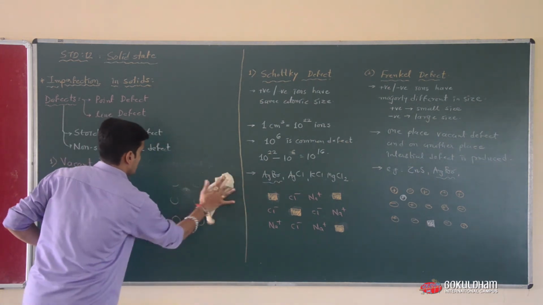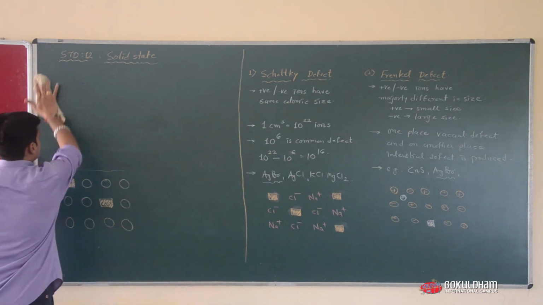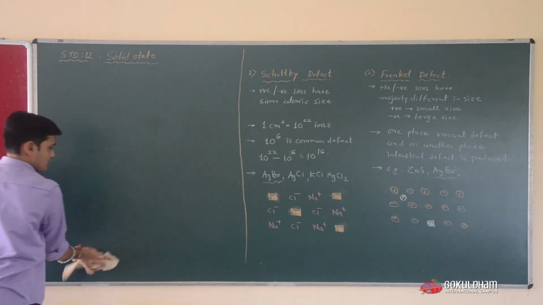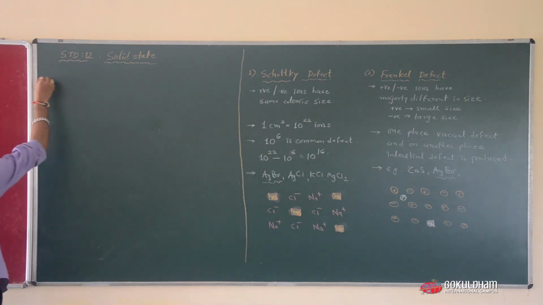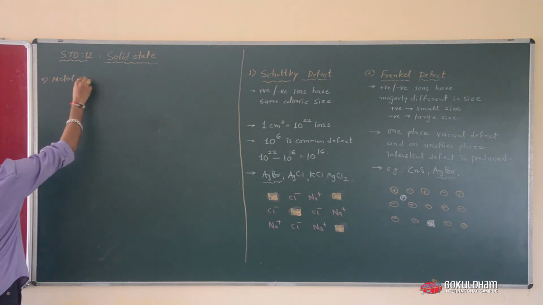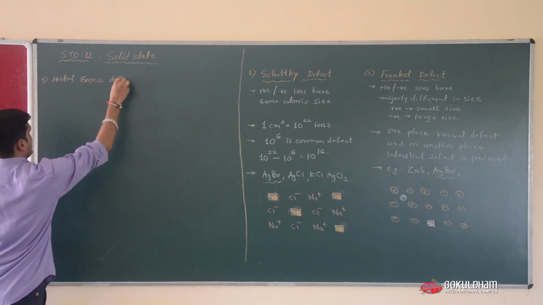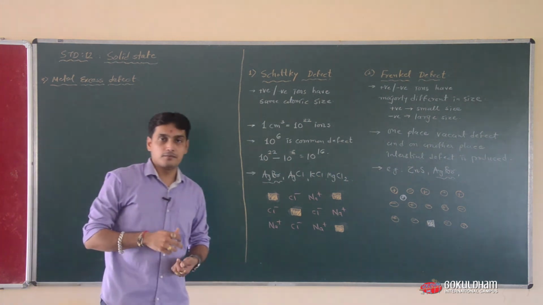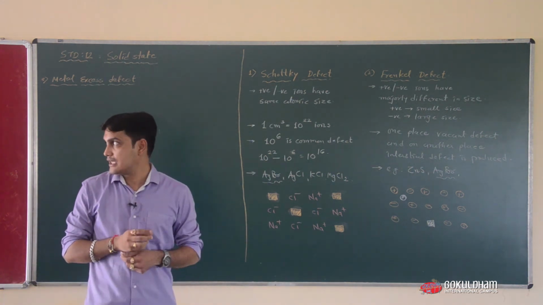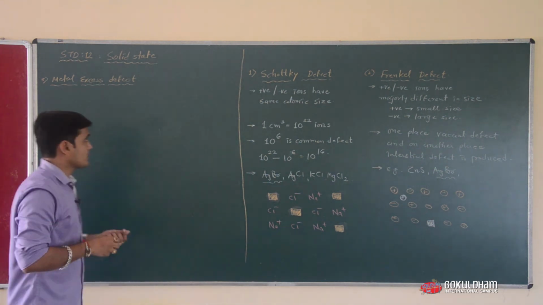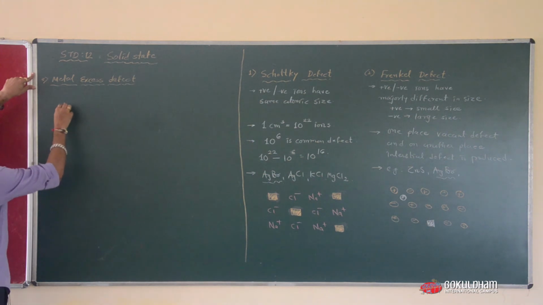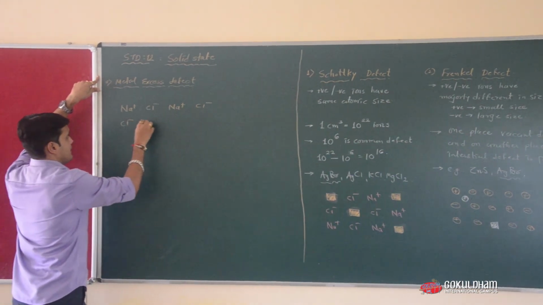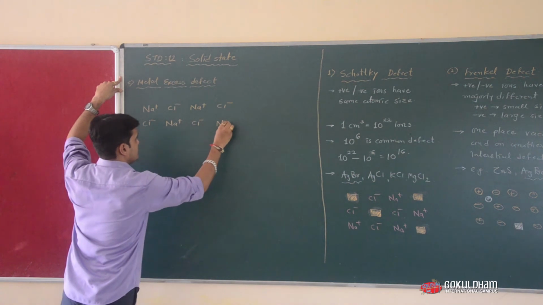In our third type, metal excess defect. Metal excess defect means there is no addition of metal from the outer side in the crystal lattice, but in NaCl solid, the Na plus and Cl minus ions are arranged like this.